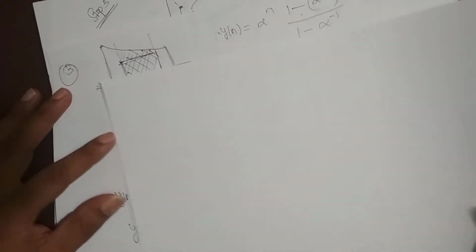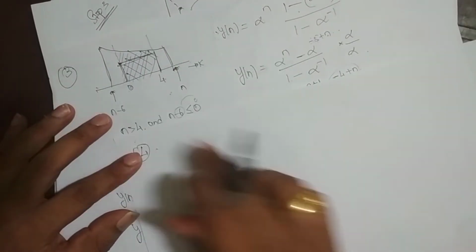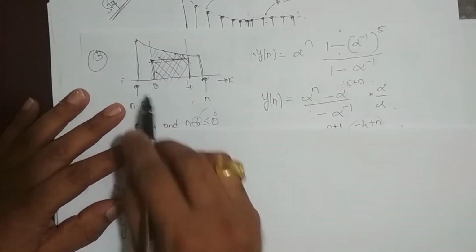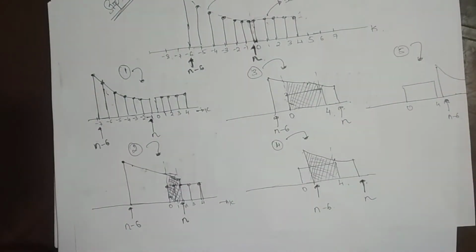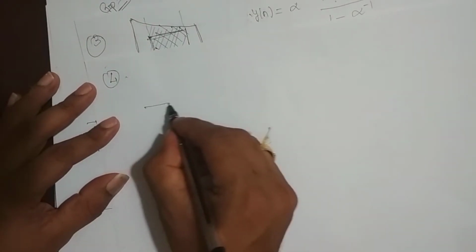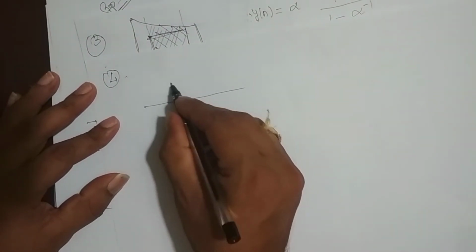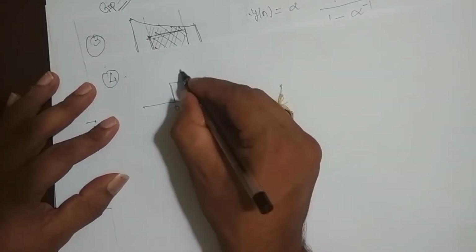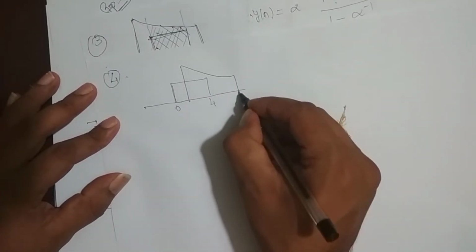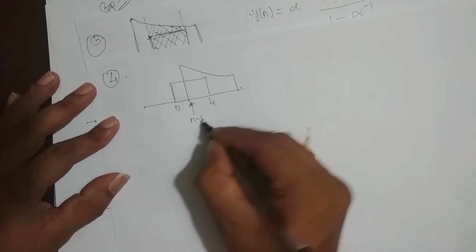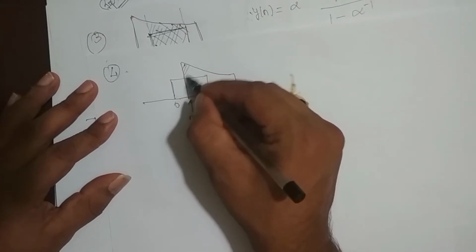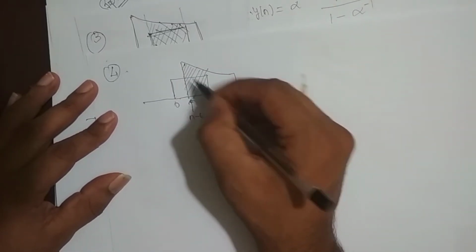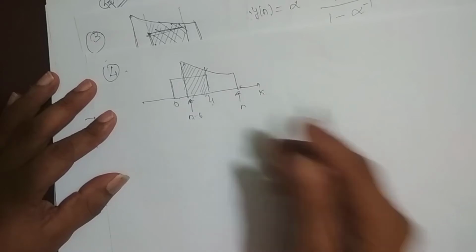Fine, now we have to go for case 4. What is case 4? I have to move this slider further right, correct? Now which is this case 4. So it is something like this, 0 to 4, and if I move it further right, it is like this. This is n minus 6 and this is n and this is k, right? What is the overlap portion? The overlap portion is from n minus 6 to 4.